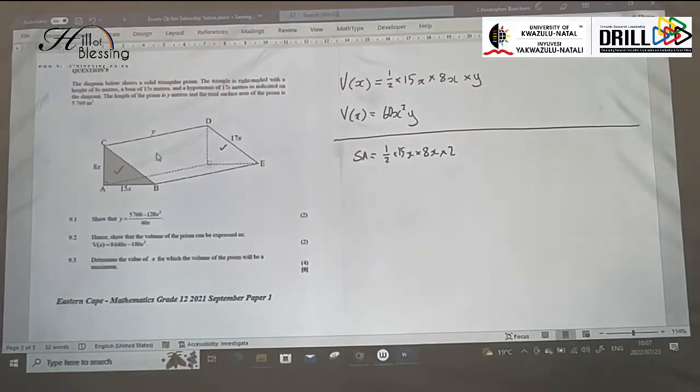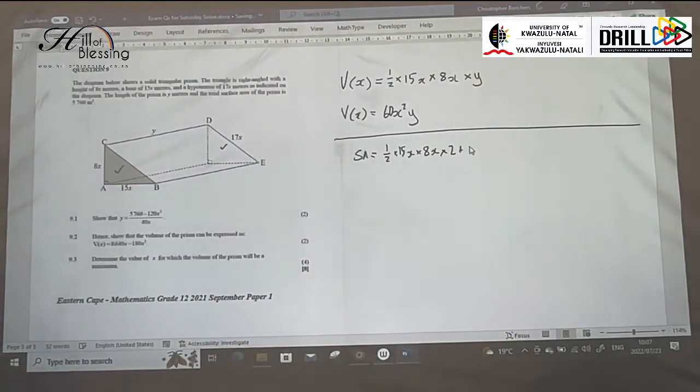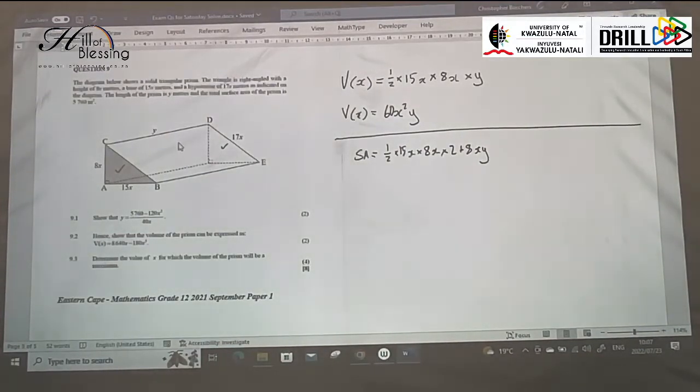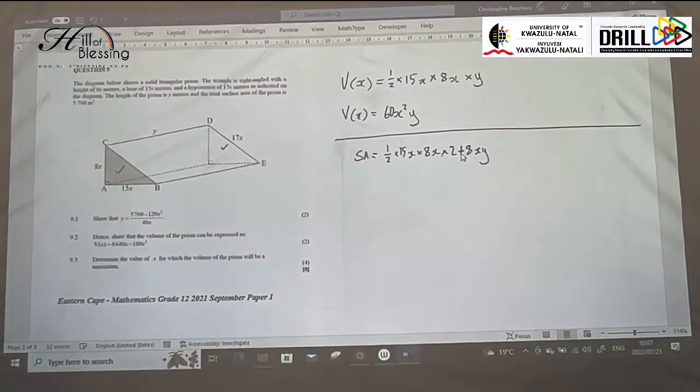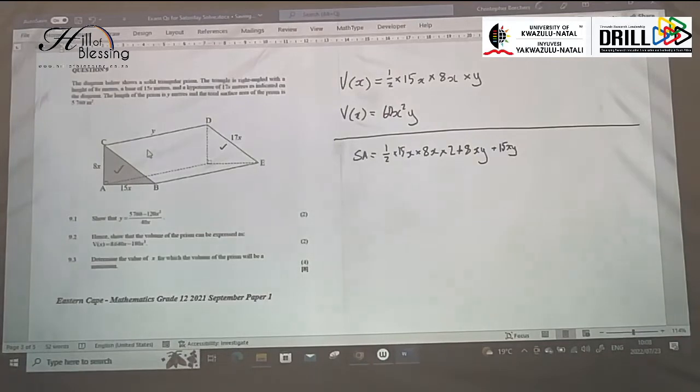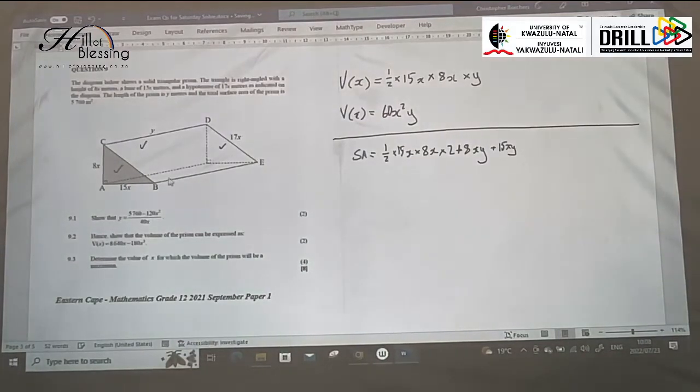Now we've got this one on the side. What is that? That will be 8xy. Are we happy with that? That this surface on the back here would be 8xy. The height of 8x, the length of y, that rectangular surface at the back would be 8xy. Okay, that's not very clear. The base of this would be 15xy, all right? So we've got the back surface, we've got the base.